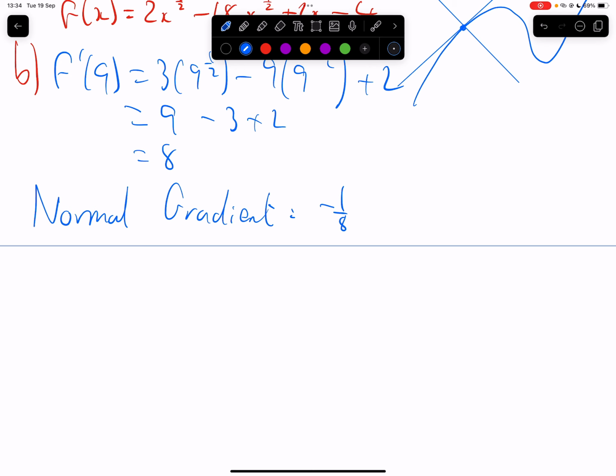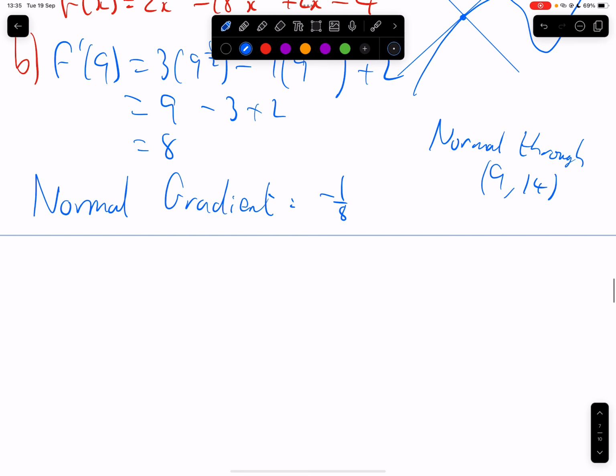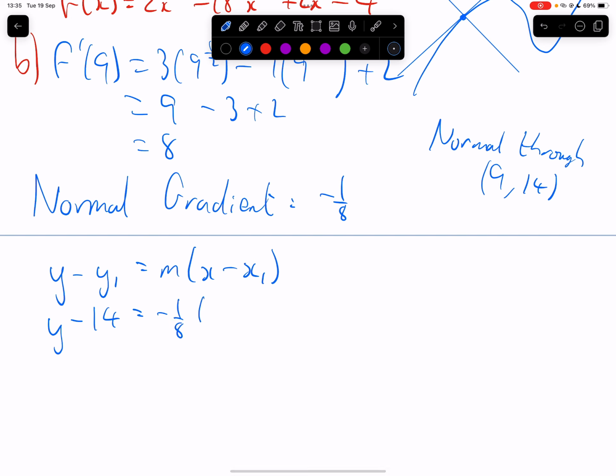Okay, so now, if you remember, we're finding the normal that goes through the point 14. So if we do y minus y1 equals m times x minus x1, we can get our equation. So y take away 14 is negative 1/8 of x take 9. And if we expand it, we get that.